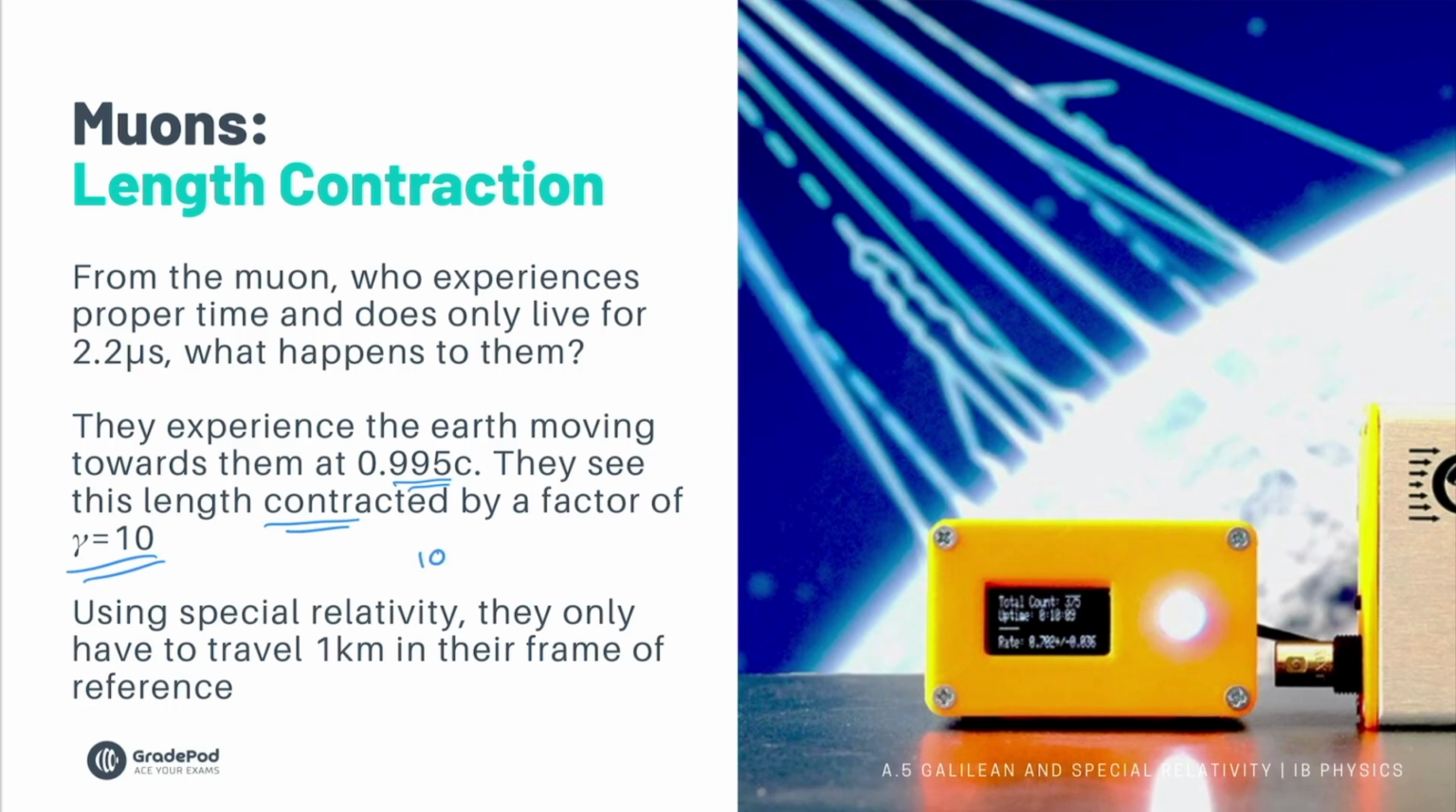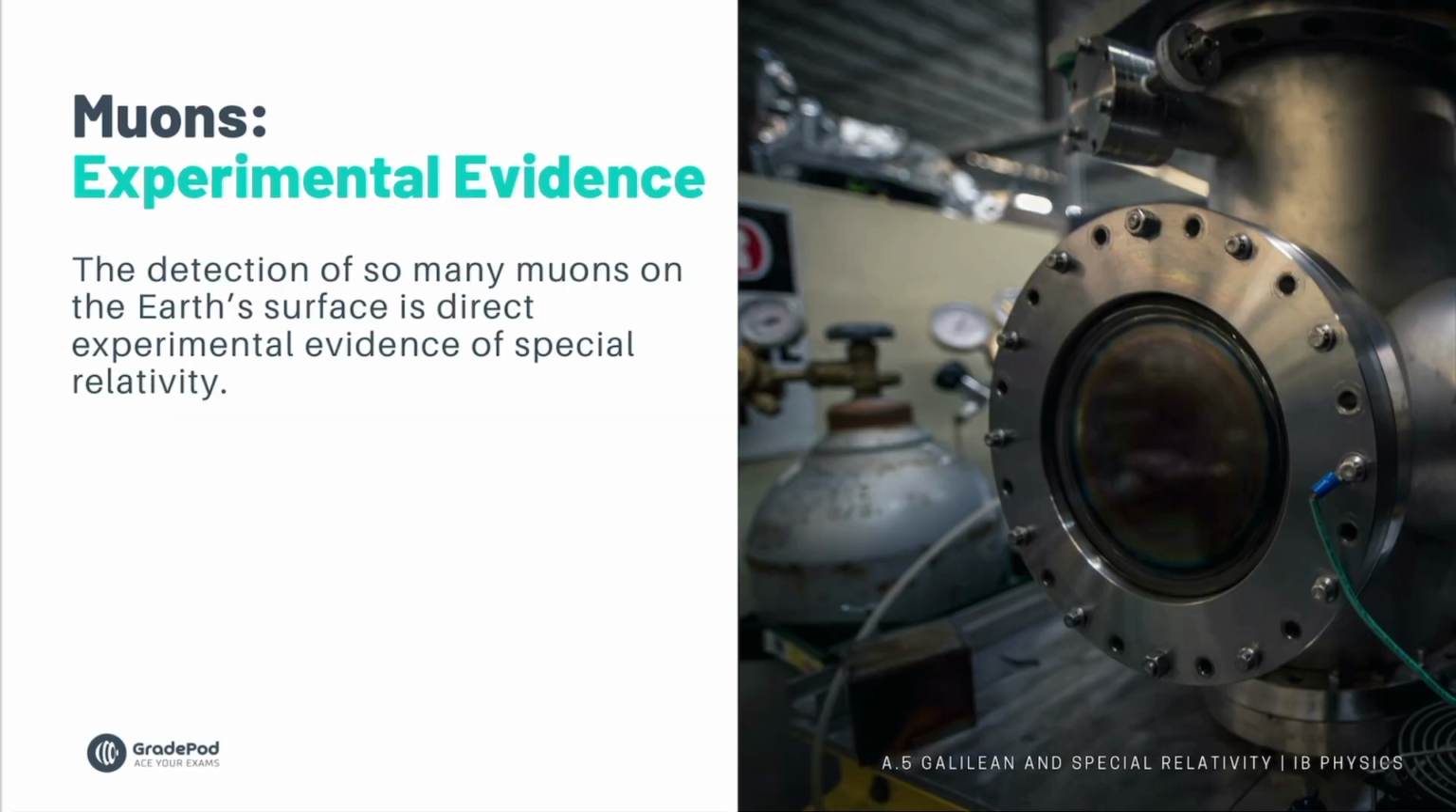So instead of the Earth having to travel towards the muon 10,000 metres, it only has to travel towards the muon 1,000 metres in its frame of reference before it hits the Earth's surface. So from the muon's point of view, it has to travel a smaller distance to get to the Earth, and therefore it's more likely to hit the Earth's surface than it would be if we weren't considering special relativity. So there we have it. Muons provide direct experimental evidence of special relativity because we detect so many of them on the Earth's surface that there must be something that's dilating their time in our frame of reference and contracting their length in their frame of reference to allow them to reach the Earth's surface.